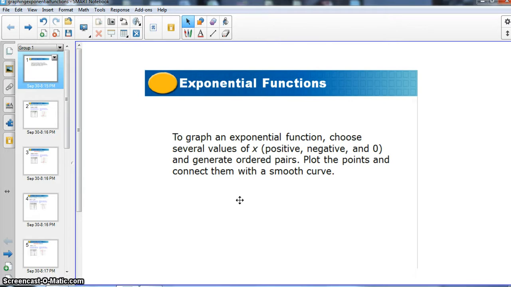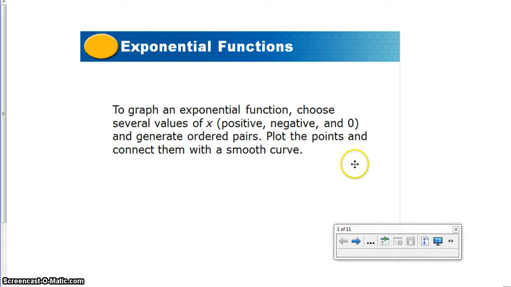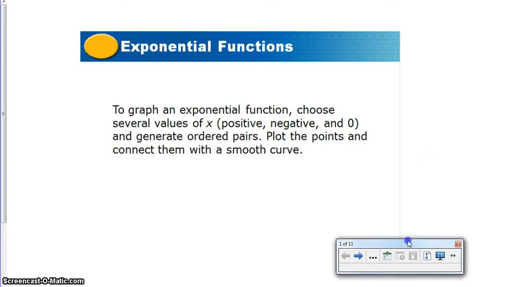But today we're going to talk about graphing exponential functions. And we're going to spend a lot of time in the next couple of weeks talking about parent functions and graphing the functions and transforming the functions. But for right now, I just want to talk about how to graph an exponential function. The easiest way, according to the textbook, is to choose several values of x, positive, negative, and 0, and generate the ordered pairs, and then plot the points and connect them with a smooth curve.